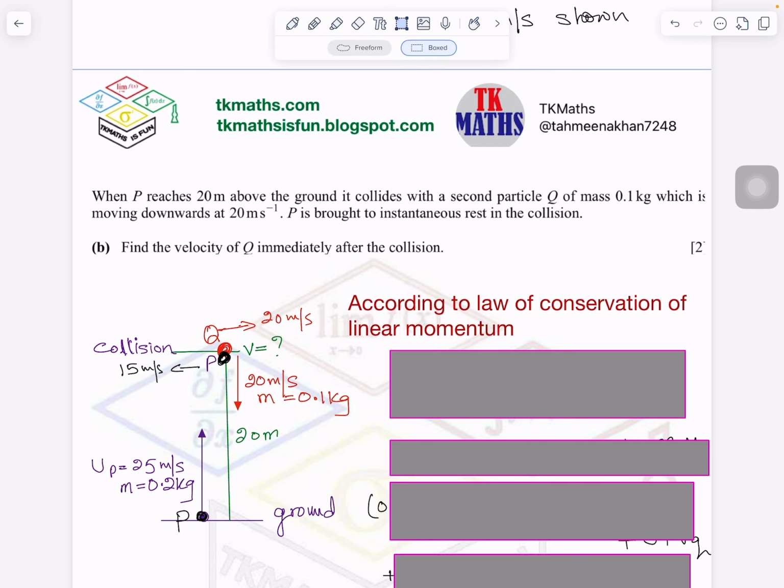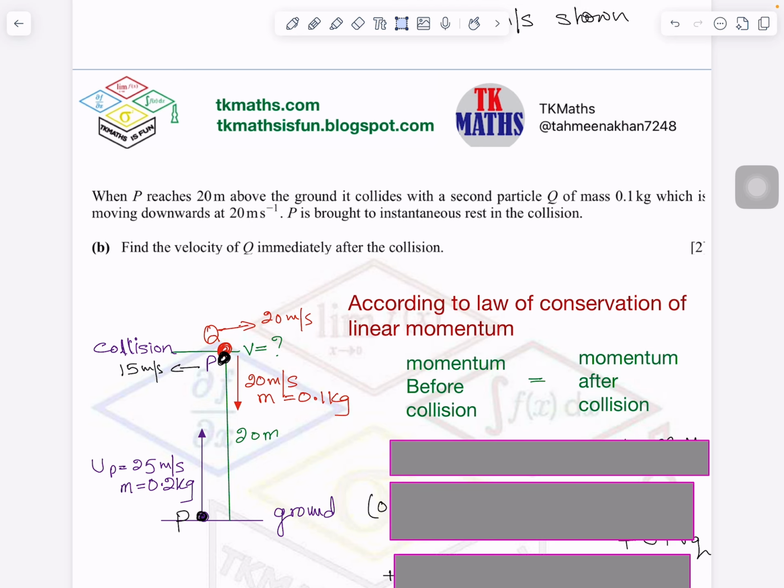that momentum before collision and after collision remains the same, right? You can watch more videos on momentum. I have explained the whole topic in detail, so you can scan the QR code and watch those videos.